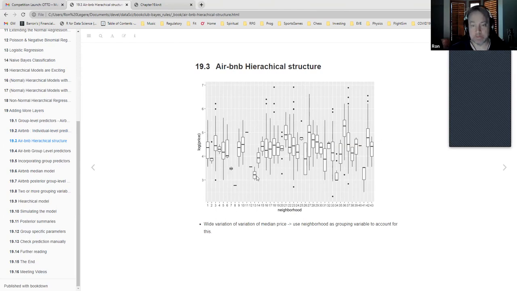We can see there is a lot of variability. Like this neighborhood number 13, relatively cheap, right? And this neighborhood up here, or even this one. Some of these have larger spreads than others, but there's a wide variation. So we're definitely going to want to use neighborhood as a grouping variable, like we did in a previous chapter.